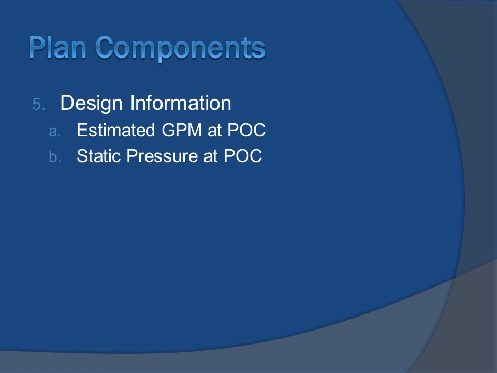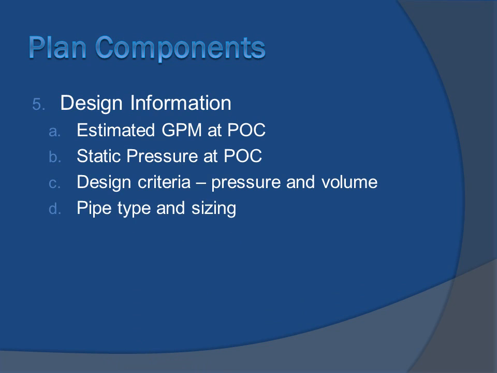Static pressure at the point of connection. Design criteria, the pressure and the volume. Pipe type and sizing. I mean, typically on all our residentials we use 1-inch pipe, PRS 200. You can go schedule 40, but typically with residential jobs that we do, it's 1-inch pipe, everything through it.